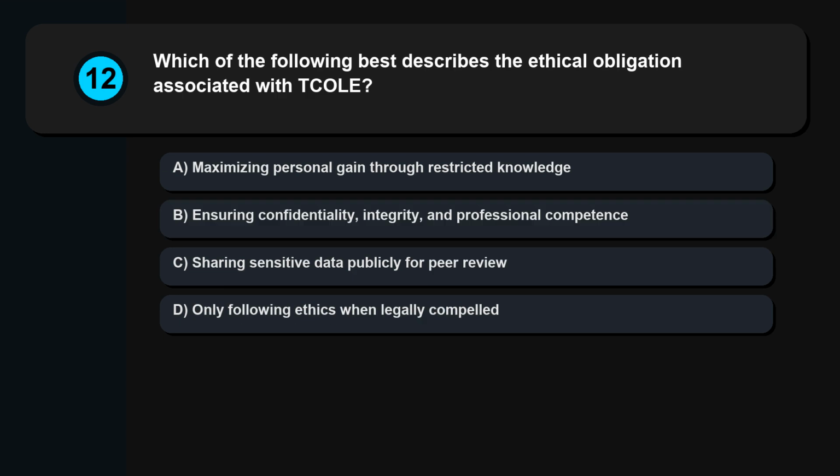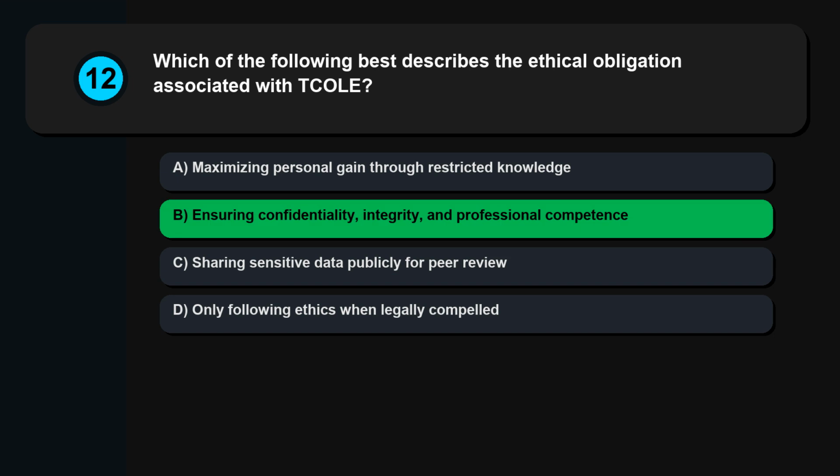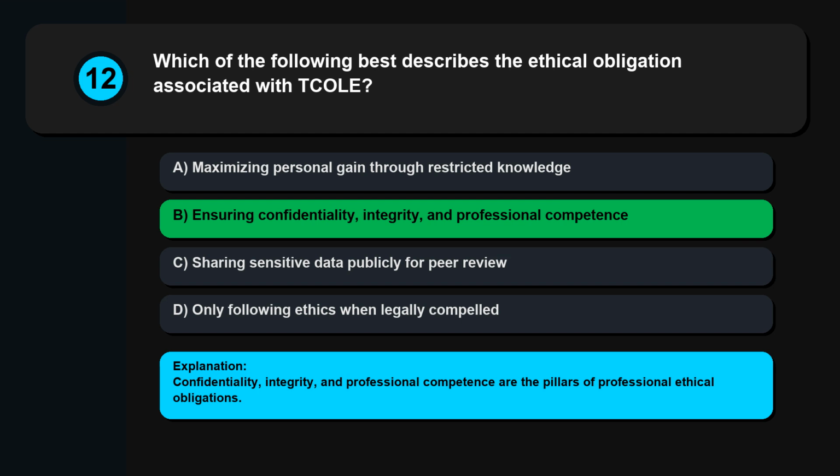Question 12. Which of the following best describes the ethical obligation associated with TCOLE? Maximizing personal gain through restricted knowledge, ensuring confidentiality, integrity, and professional competence, sharing sensitive data publicly for peer review, only following ethics when legally compelled. Confidentiality, integrity, and professional competence are the pillars of professional ethical obligations.